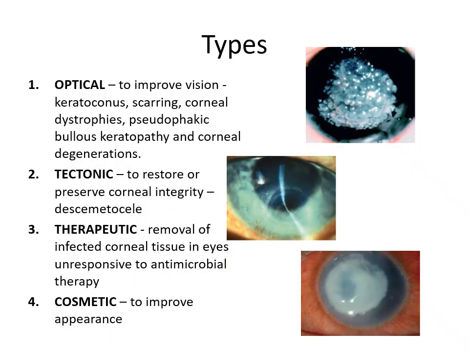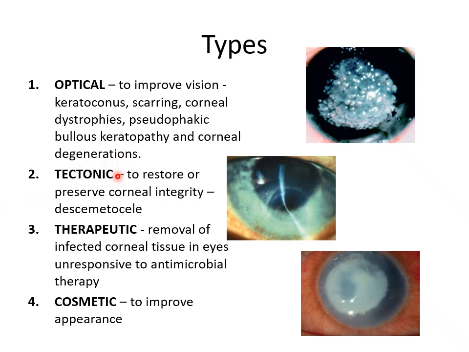Now, based on the indication, we can divide it into the following four types. Optical, which is to improve vision, such as in this case, where there is a central corneal dystrophy. It is very severe, it's impairing the vision. So this is to improve vision. Other indications include keratoconus, corneal scarring from some other cause, pseudophakic bullous keratopathy, and corneal degenerations.